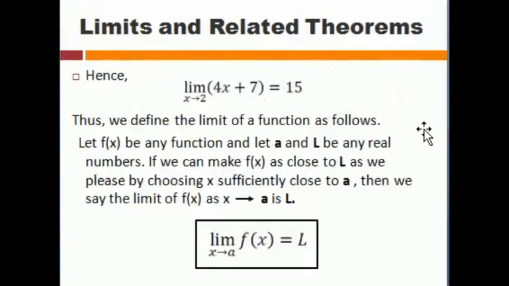Hence, the limit of 4x plus 5 as x approaches 2 is equal to 13. Thus, we define the limit of a function as follows. Let f of x be any function and let a and L be any real numbers. If we can make f of x as close to L as we please by choosing x sufficiently close to a, then we say the limit of f of x as x approaches a is equal to L.